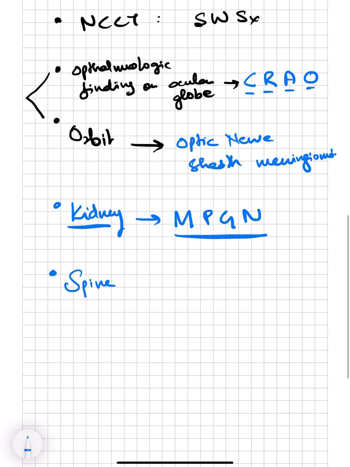Tram track appearance on the spine is seen in ankylosing spondylitis. This is also a very common question which comes.